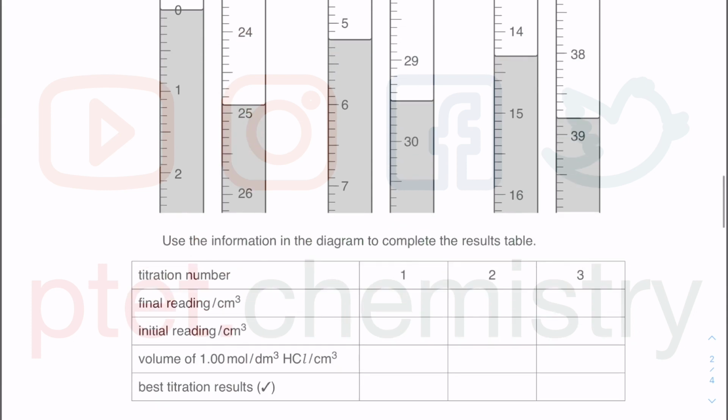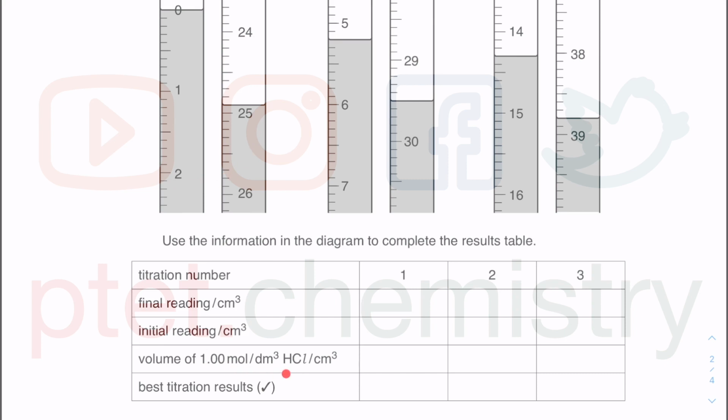You should be able to come up with this table on your own as you become more and more experienced with it. Not just filling it in, but coming up with a table because you know how to use them. You should be able to come up with a table and label them, final reading, and then the unit with a stroke, and then the unit of volume. And then this is the volume. The difference between the final and the initial is the volume of this thing in the burette.